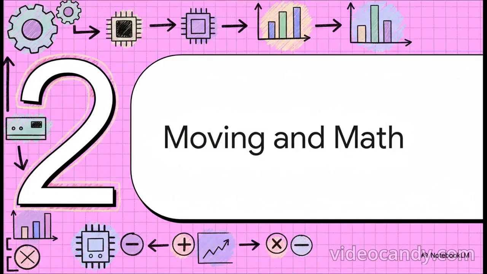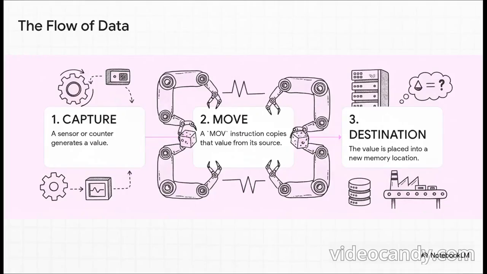To make a decision, a PLC needs data, right? But it also needs a way to get that data from one place to another, and to do some basic math on it. And this is where instructions like move and add come into the picture. The flow is actually super straightforward. First, a value gets captured, maybe from a sensor. Then, a move instruction copies that value, and finally, it gets placed in a new spot, a new destination, ready to be used somewhere else in the program.